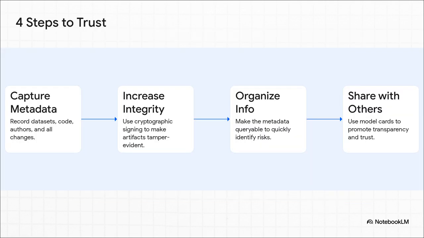So how do you actually do this? It really breaks down into four main steps. First, you capture all the metadata, the who, what, when, and where of the model's creation. Step two, you lock it all down with a cryptographic signature so no one can tamper with it. Third, you make all that information easy to search through so you can spot risks. And finally, you share it. You use things like model cards to be transparent and build trust with everyone else.